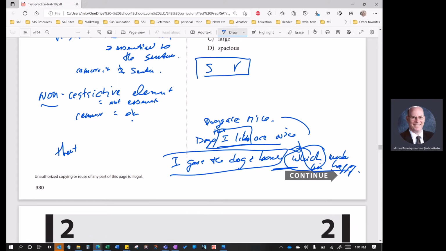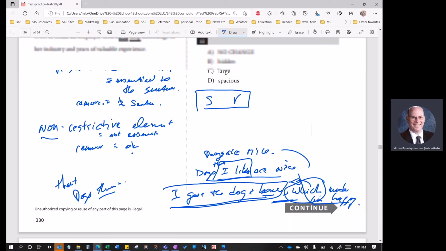Not always, but generally. Dogs that are nice, right? I could say which in that case, but I couldn't say I gave the dog a bone that made him happy. That's saying something completely different than if I do comma, which made him happy, because then I'm saying that the bone made him happy as opposed to giving him the bone is what made him happy here in my using it as a non-restrictive element.